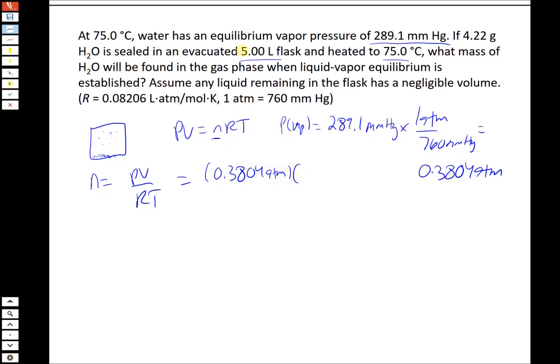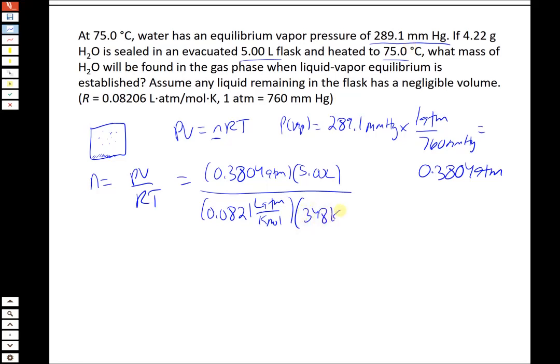The volume of the flask is 5 liters, so the water vapor will be distributed throughout that whole volume. R is the universal gas constant, which is on our periodic table if you forget it: 0.0821 liter atmospheres per K mole. And then the temperature in this case is 75 Celsius. That needs to be in Kelvin, so we'll add 273 to that and get 348 Kelvin.